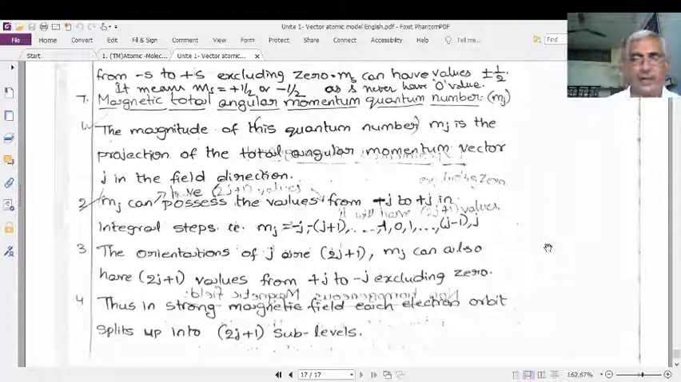Okay, right. This is about the vector atom model and the quantum numbers associated with the vector atom model.